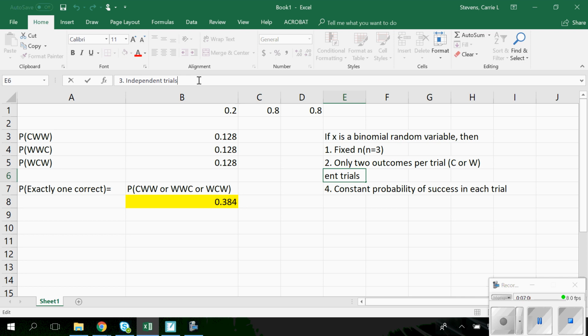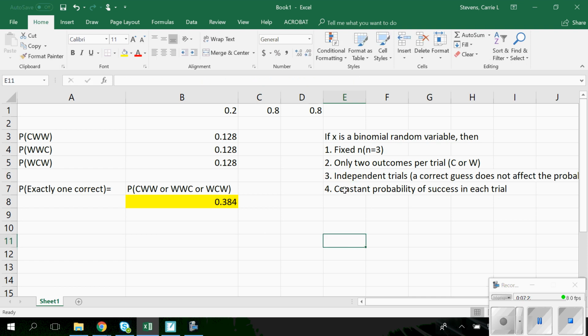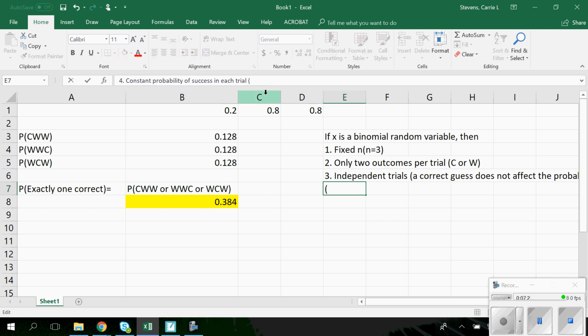So I'll just write here: a correct guess does not affect the probability of the next event, or for that matter, a wrong guess doesn't either. Constant probability, yeah, I already said that, right? The p is 1 out of 5 for each question. So what is little p?